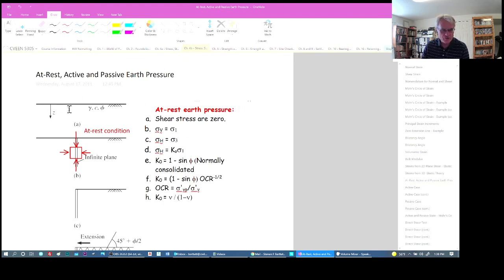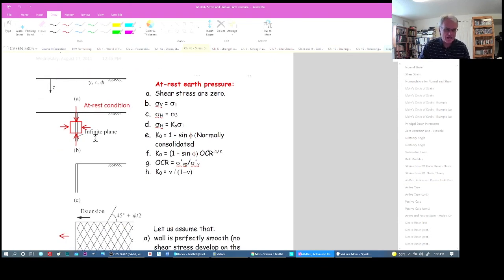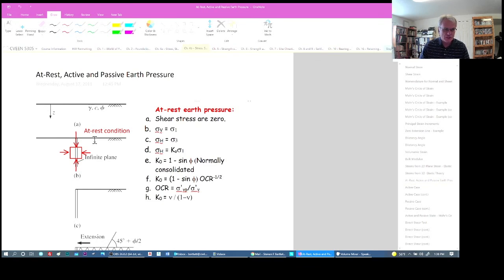So we have a simple situation here where we have the horizontal plane representing the ground, and we go some depth below the ground surface, Z, and this material is defined by gamma. Again, excuse me, this is not shear strain now. This is the unit weight, cohesion, and friction angle. So these are material properties.